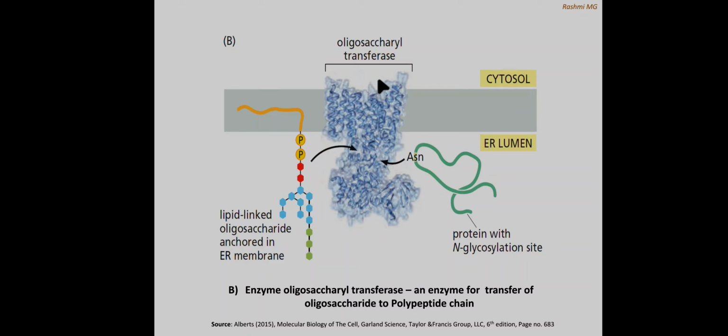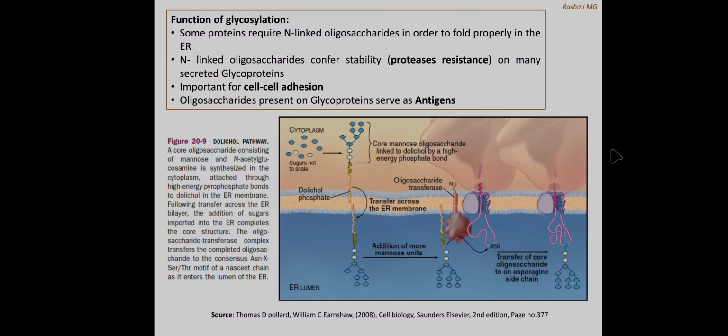See, the oligosaccharyl transferase will help to link that preformed oligosaccharide to the asparagine side chain of the protein. It has an N-glycosylation site where the lipid-linked oligosaccharide is anchored to that side chain. But the enzyme which is playing the role is oligosaccharyl transferase. Where is it happening? It is happening in the ER lumen.